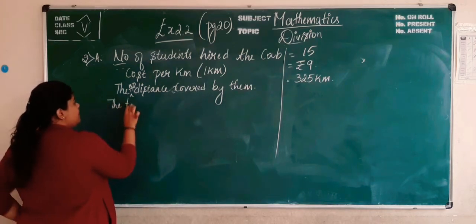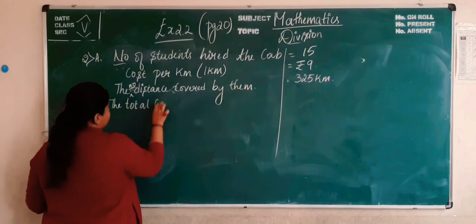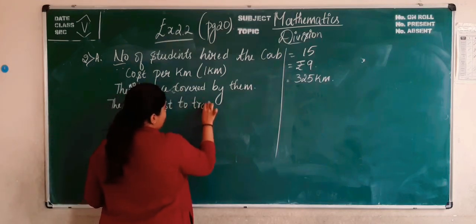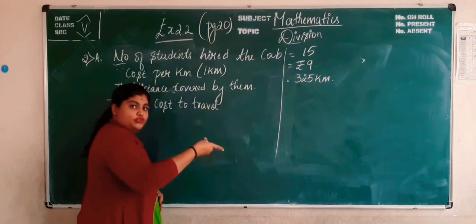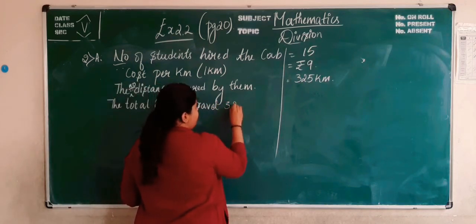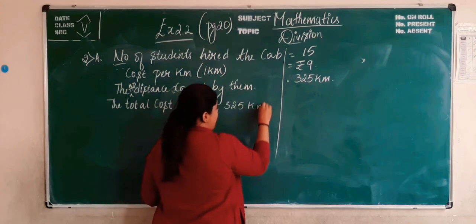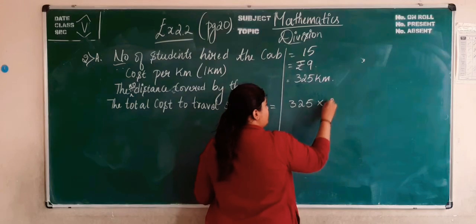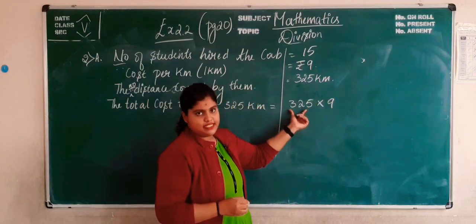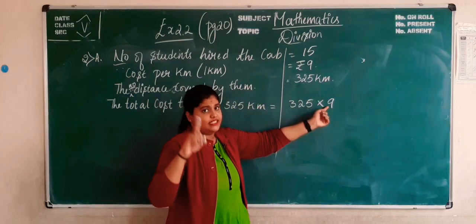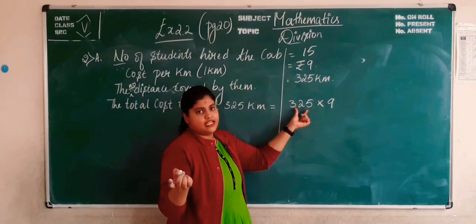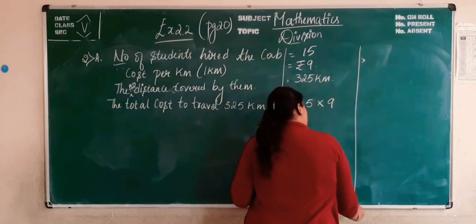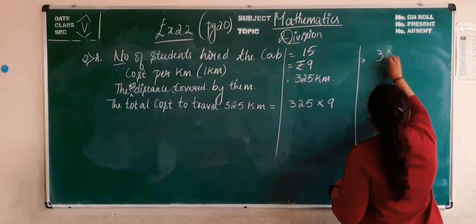Therefore, next statement, the total cost to travel how many kilometers? The total cost to travel 325 kilometers is equal to 325 into 9, because this is the distance and we know per kilometer it is 9 rupees. So distance, that is 325 kilometers into 9. So draw working column and start multiplying.